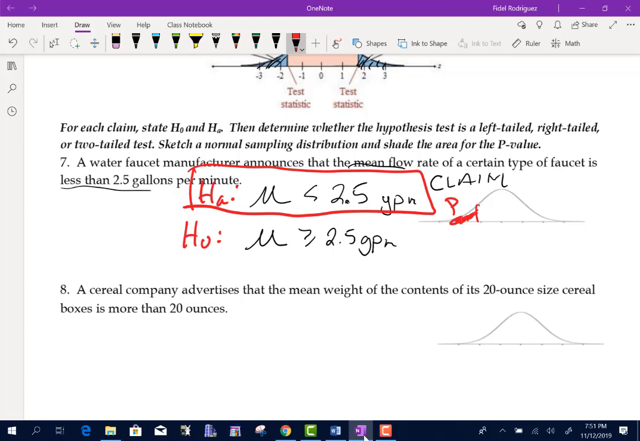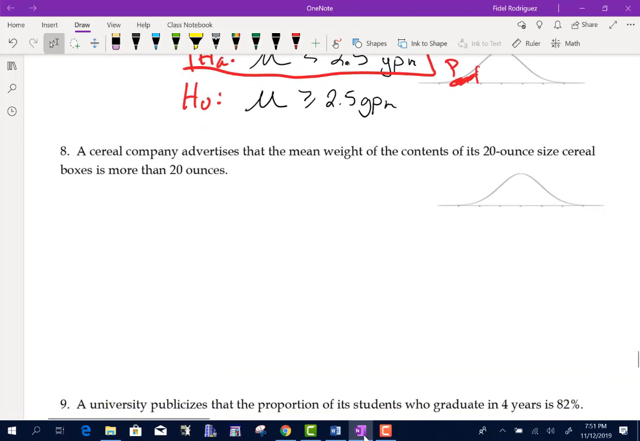So guys, chapter 7 kind of breaks it down into very small pieces, okay? So let's take a look at the next one. It says, a cereal company advertises the mean weight of the contents of its 20-ounce cereal is more than 20 ounces. Okay, so again, mean weight is going to be mu is greater than 20 ounces. Okay, this is our claim.